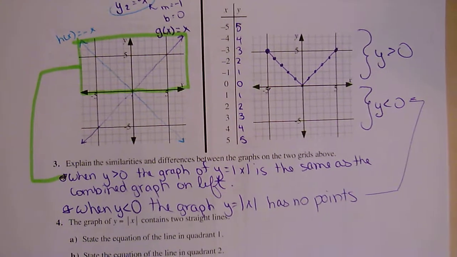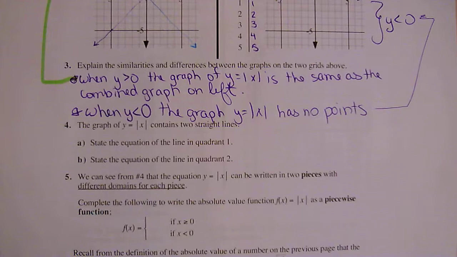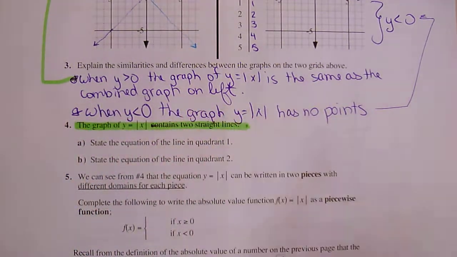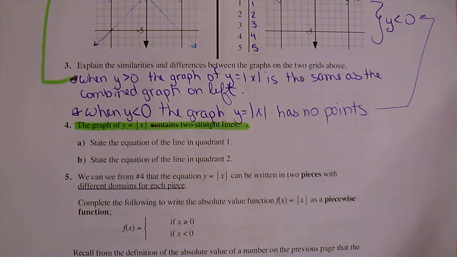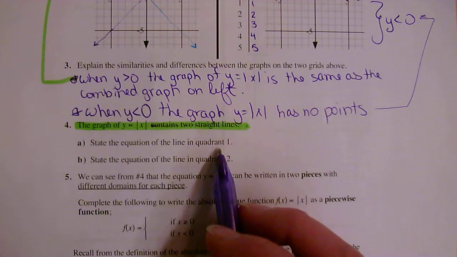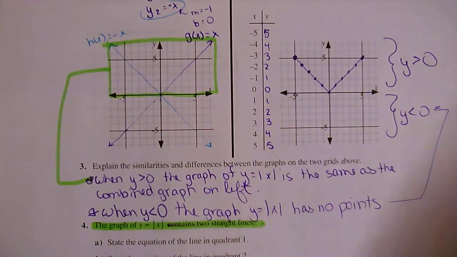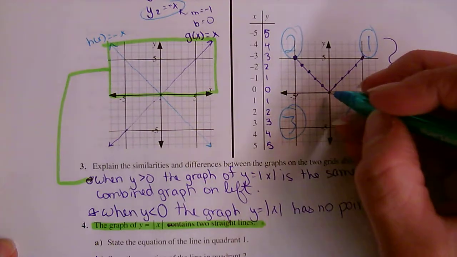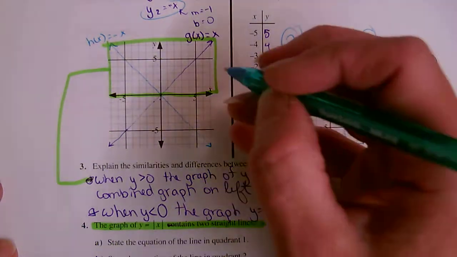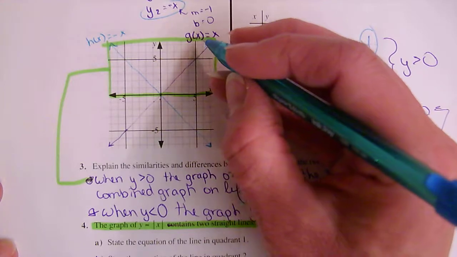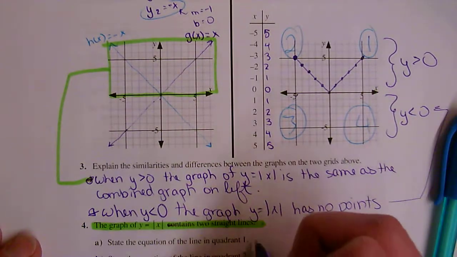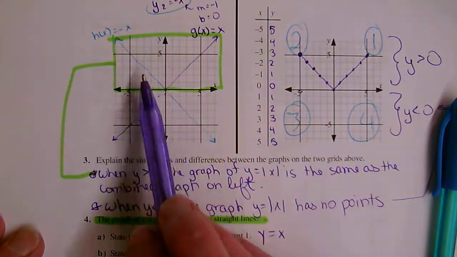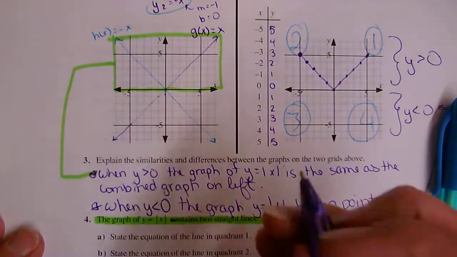Okay, so the graph of the absolute value contains two straight lines. State the equation of the line in quadrant 1. Just a reminder, 1, 2, 3, 4. So quadrant 1 represented y is equal to x. And then in quadrant 2, that one's the same as y is equal to negative x.